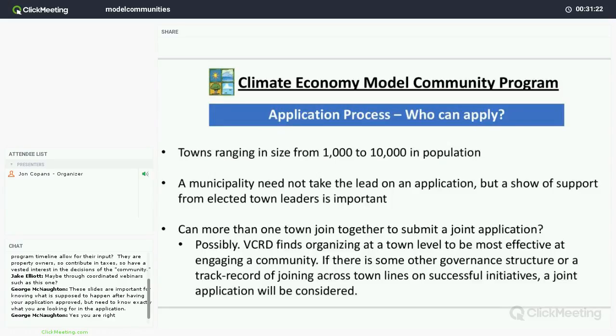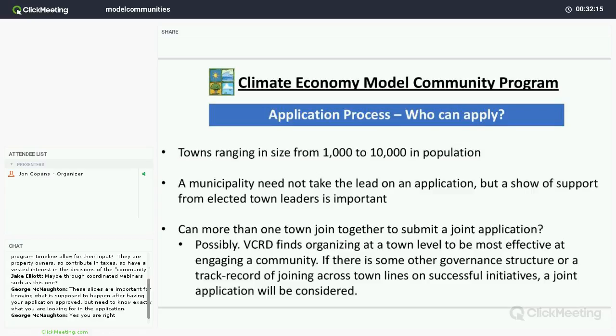Another point to make is that the municipality itself, and when I say municipality, I mean the select board or the mayor perhaps, need not be the lead on the application, but it is important for the municipality, the elected leaders of a community, to indicate that they support taking on this effort, right? So it may be that there are other citizens in a community that are going to coordinate this effort and take the lead, and that is okay. In fact, that's great, but we do think it's important to have a municipality say formally, whether it's a select board or a mayor, say via a letter or some show of support that yes, they are willing and interested in engaging in this process.